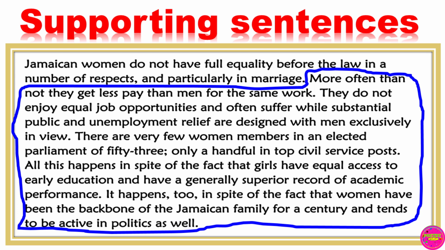All this happens in spite of the fact that girls have equal access to early education and have a generally superior record of academic performance. It happens too, in spite of the fact that women have been the backbone of the Jamaican family for a century and tend to be active in politics as well. So you see, all these things are the supporting sentences. They explain the topic sentence. So, in the supporting sentences, we can find evidence in the form of facts, definitions, reasons, examples, or illustrations to back up the claim of the topic sentence.